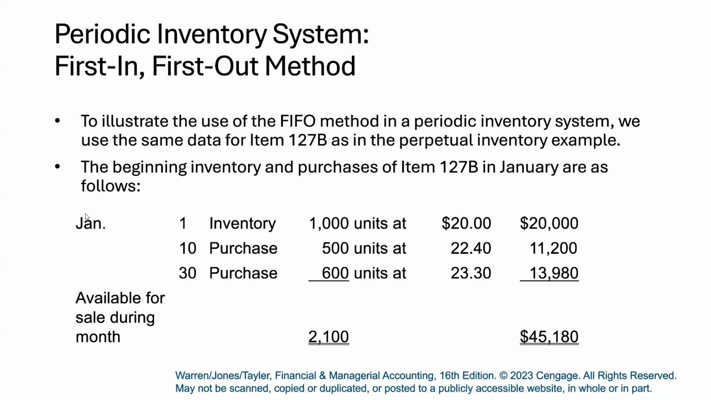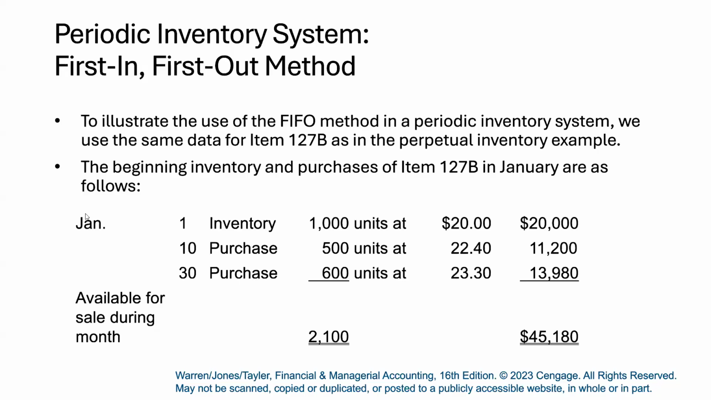All right. So the way we would do first in, first out with the periodic inventory system is here we have an item. They call it item 127B. I don't know what the item is. It's item 127B. And we have the beginning inventory in January, and then the purchases during January. So we would know that during the month, if we started with 1,000 and we purchased 500 and then 600, we would know we had 2,100 available for sale during the month, and the total cost of that was 45,180.